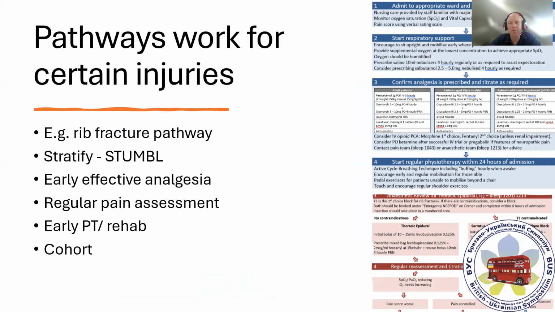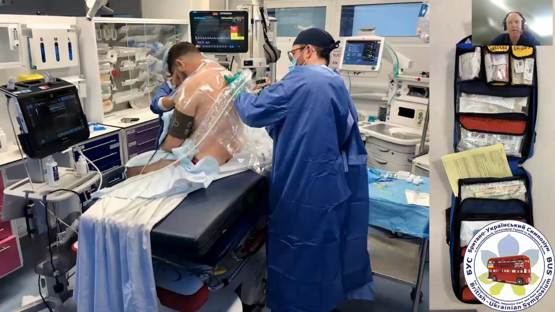Certain injuries lend themselves really nicely to protocolized pathways of care. For example, rib fractures, traumatic amputation, burns type pain. In the case of rib injuries, we have a well-established rib injury pathway at St Mary's. We stratify all of our patients using the STUMBL score. We get early effective analgesia into these patients. We start regular pain assessments. We get early physiotherapy and rehabilitation. We teach them how to do active cycle breathing technique rapidly, and we cohort them for nursing expertise on our major trauma ward.